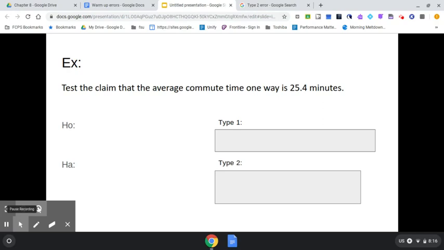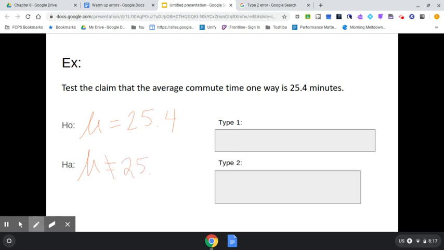This example says, test the claim that the average commute time one way is 25.4 minutes. Okay, in this case, the null hypothesis, if nothing's changing, we expect that the mean is going to take 25.4 minutes to commute to work. The alternative hypothesis, we don't have any direction stated, so we're just saying that that value is changing in some way. I really don't know if it's increasing or decreasing. It's just not equal to 25.4.